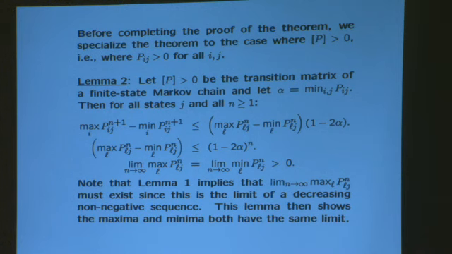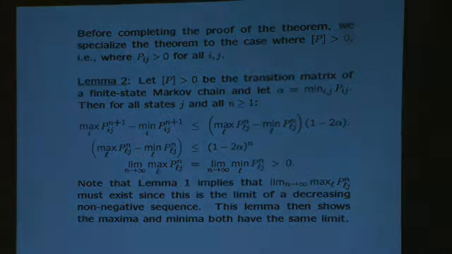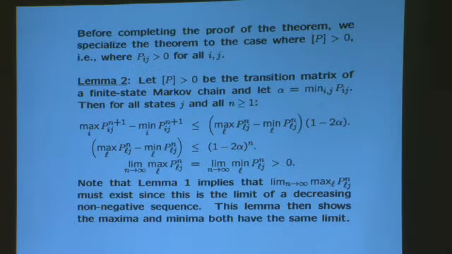So let alpha here be equal to the minimum element in this transition matrix. That means it's the state that contains the minimum transition. So let's call alpha the minimum probability. Now for all these states i and j, and for n greater than or equal to 1, we have these three expressions.